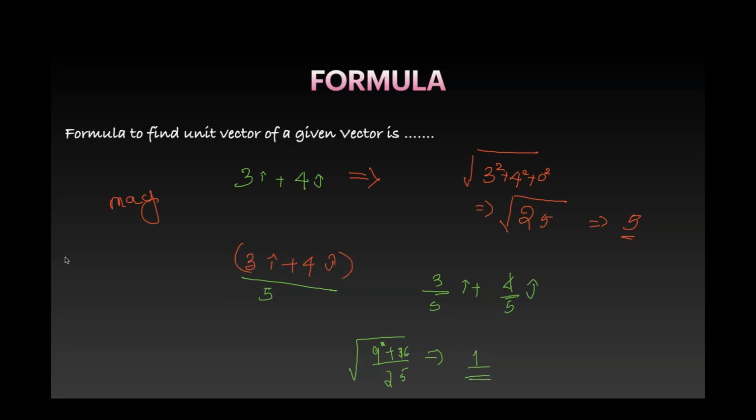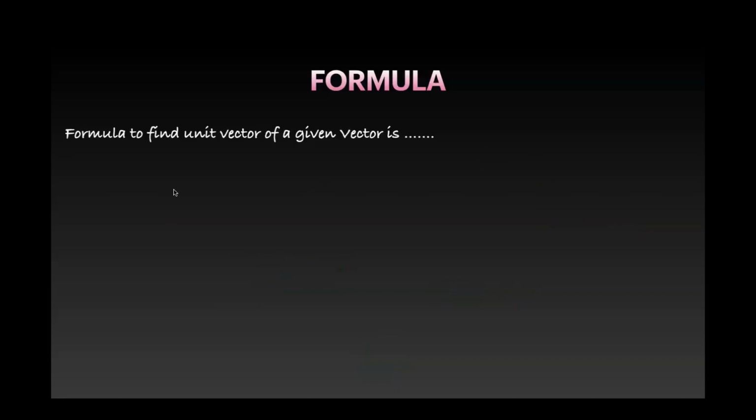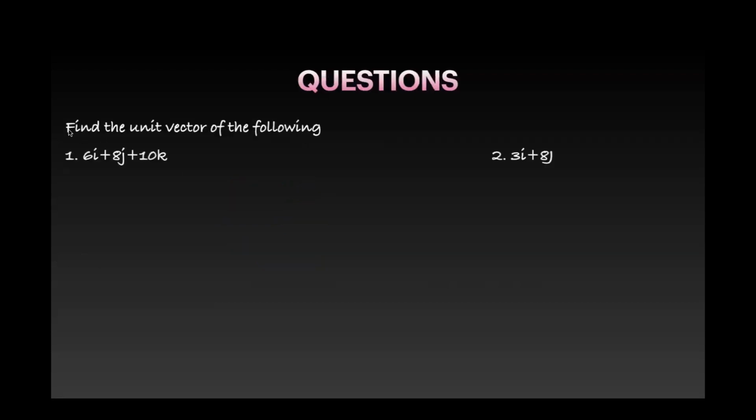So, how do you do it? How do you convert it to a unit vector? Just write the given vector and divide it by its magnitude. Whatever vector they have given, just write that vector without any change. Just divide the whole vector by its magnitude. That's it. Okay? Clear? Let us solve some questions.